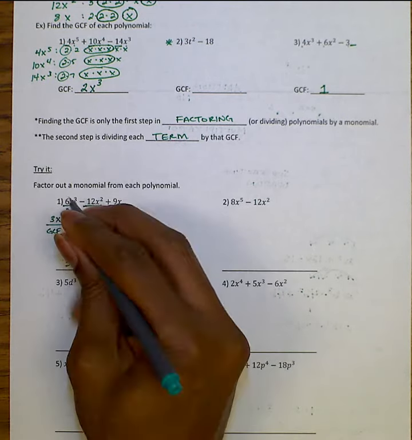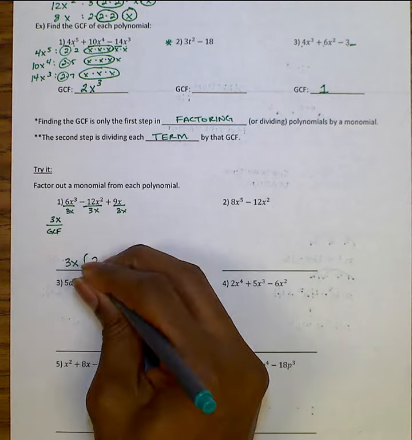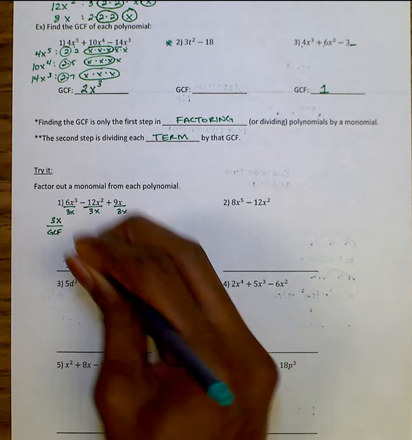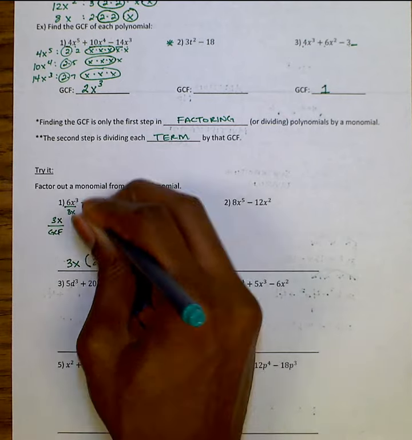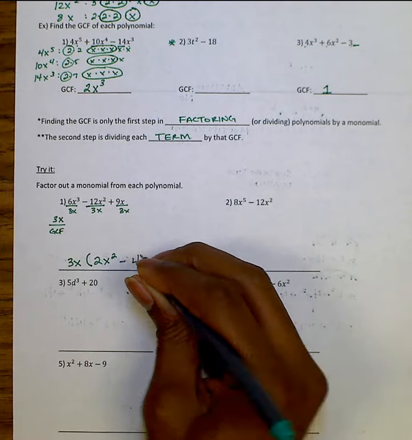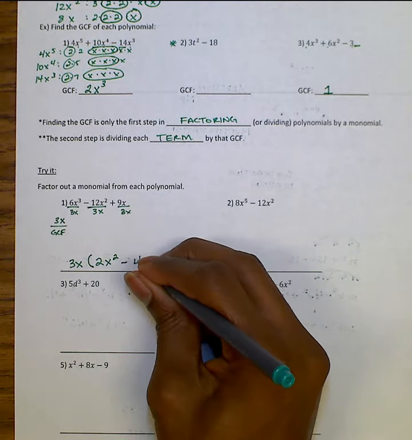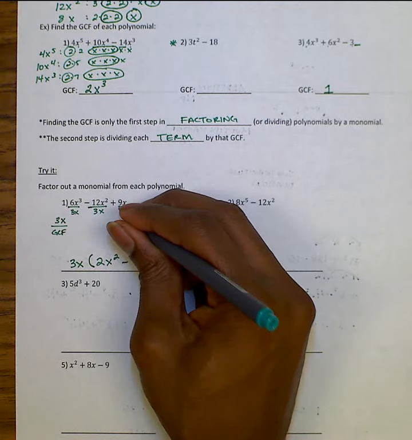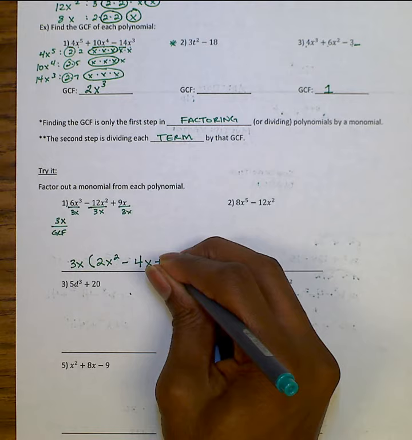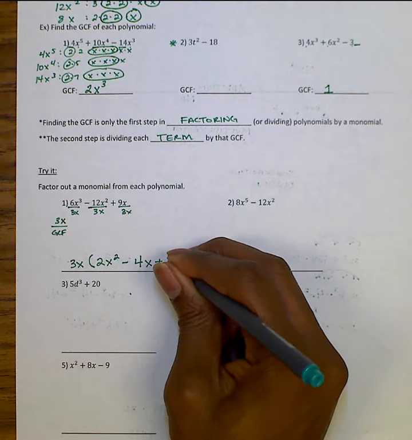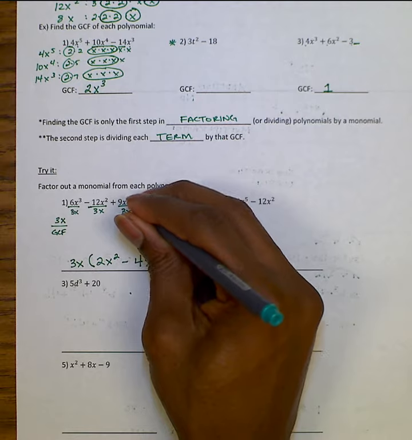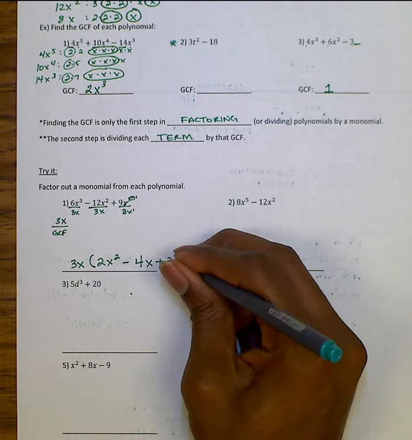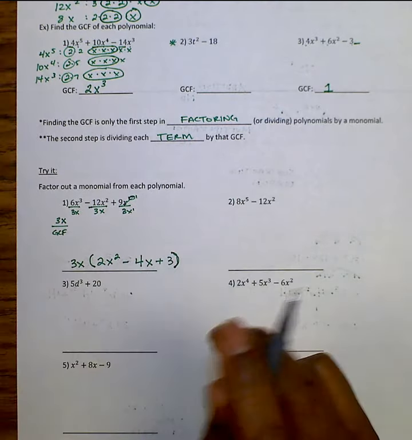Okay, 6 divided by 3 is 2. X cubed divided by x is x squared. 12 divided by 3 is 4. X squared divided by x is x. 9 divided by 3 is 3. X divided by x is, well, the x's would be 0, so the x would just be 1. And so here's my final answer.